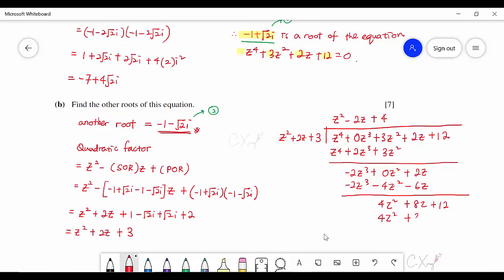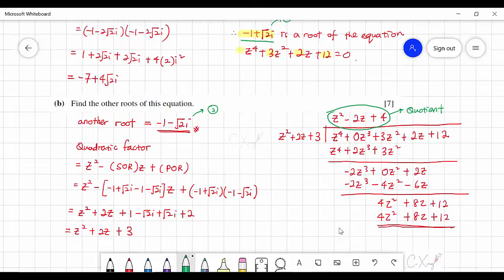4 times 2, you get 8, then 4 times 3, you get 12. And you have no remainder. So that means it can divide nicely, completely. So how can I get the other two roots? You should get the other two roots from this quotient from the long division, and let this equation equal to 0.